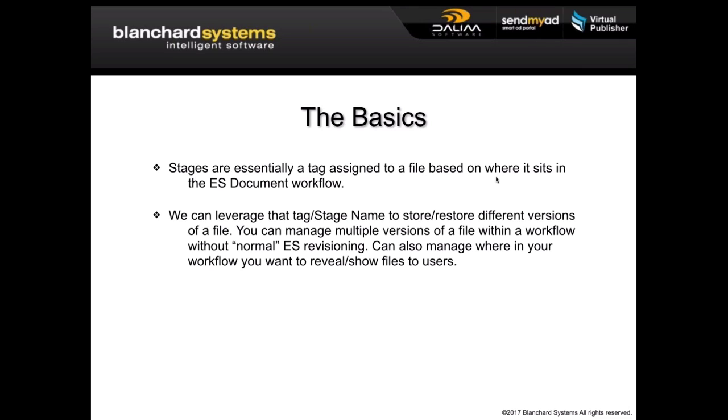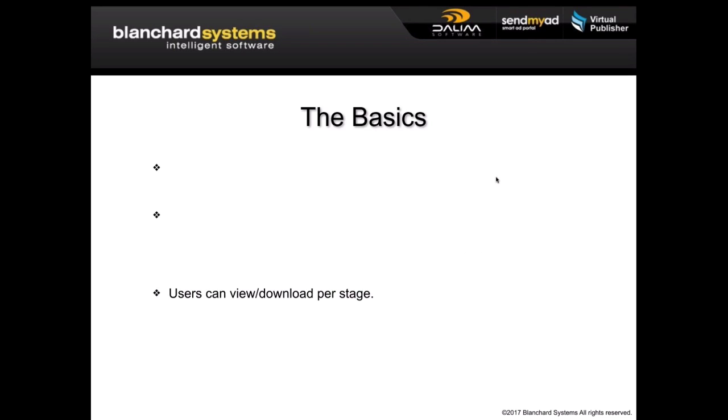And of course, after I came up with my pithy description, I decided to just add some more detail here as well. The kind of things we can do with it, right? We can store and restore different versions of a file within a workflow. And in this sense, we're managing multiple versions of a file, but it's not true ES revisioning. And you'll see what I mean when I show an example later. And as I mentioned, you can reveal it to different users at different parts. And you can download files per stage, which is a good one to know.